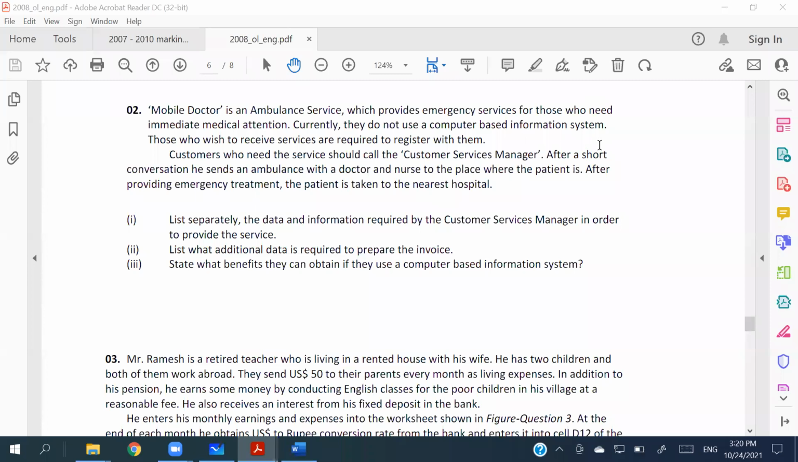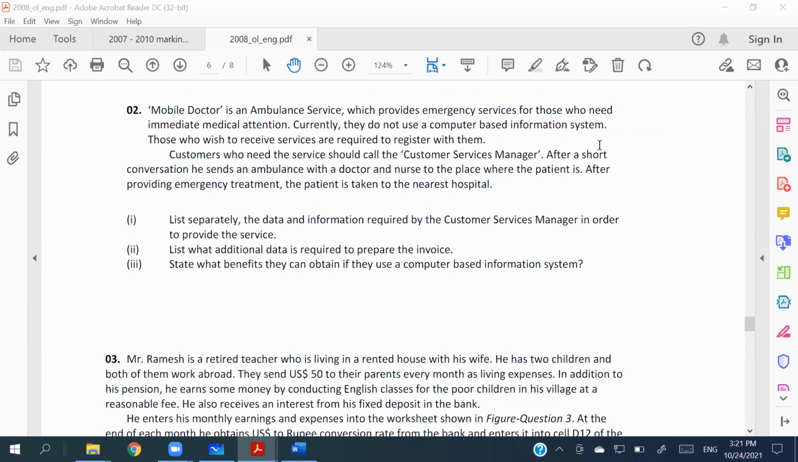So they're asking, mobile doctor is an ambulance service which provides emergency services for those who need immediate medical attention. Currently, they do not use a computer-based information system. Those who wish to receive services are required to register with them. Customers who need a service should call the customer service manager. After a short conversation, he sends an ambulance with a doctor and a nurse to the place where the patient is. After providing emergency treatment, the patient is taken to the nearest hospital.